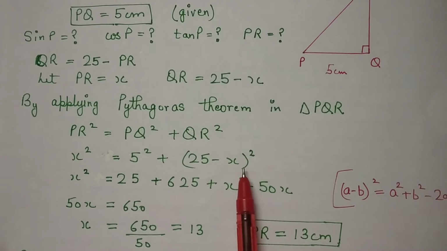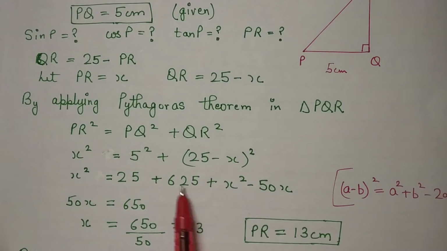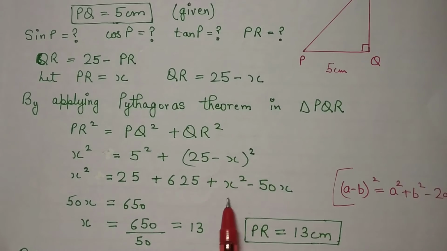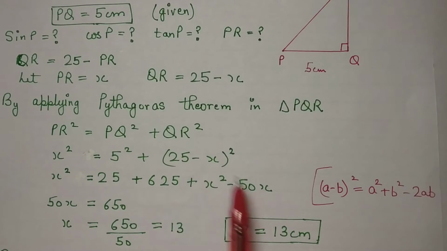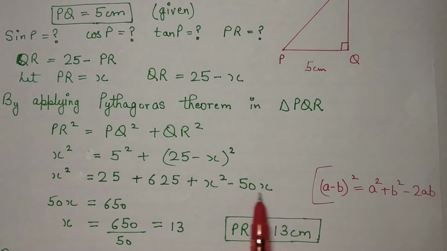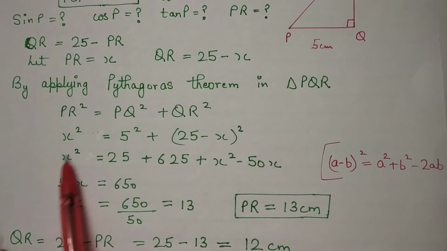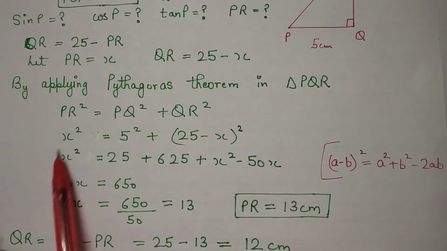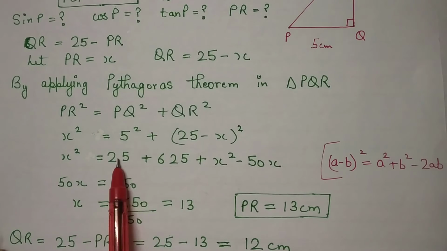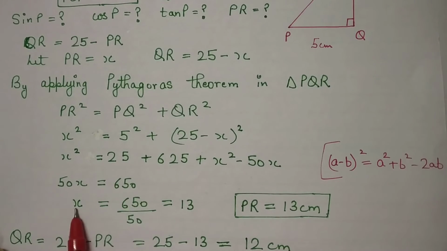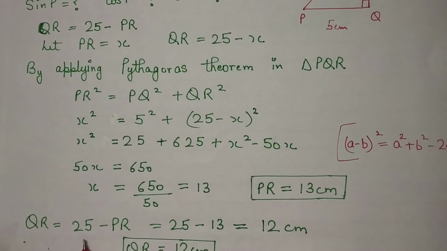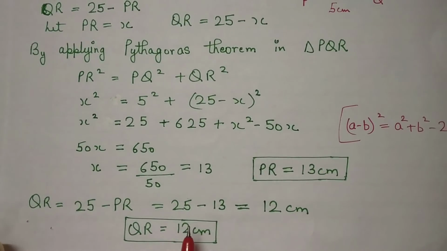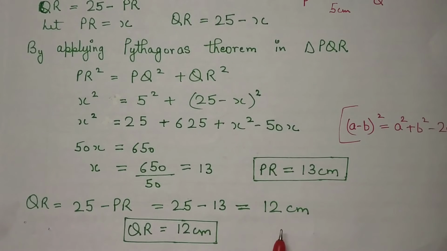Applying the formula A minus B whole square, A square, 25 square, 625, plus B square, X square, minus 2AB, 2 multiplied by 25 into X, which is 50X. Now X square and X square cancel out. 50X I have got here, and adding 25 plus 625 is 650. X is equal to 650 by 50, which is 13. I have got PR. Now QR can easily be found as 25 minus PR, which is 25 minus 13, which is 12 centimeter.